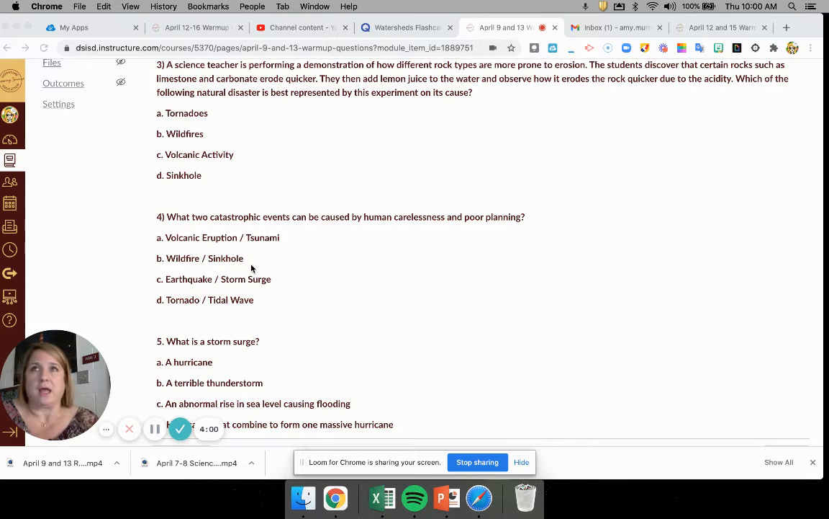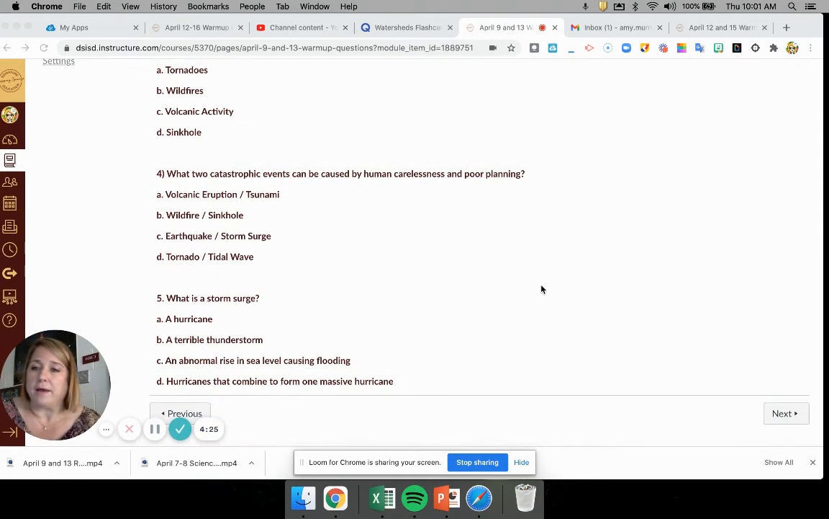Sinkholes, same thing. When we remove too much water from the water table, when we have contaminants and pollutants in the water that weather and erode away the rock, we can cause sinkholes to happen. So B, wildfire and sinkholes can be caused by human carelessness and poor planning. We have no control over the other things.